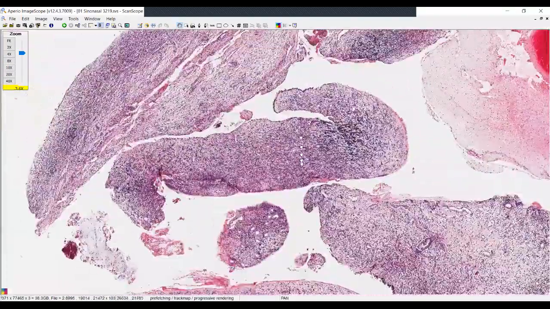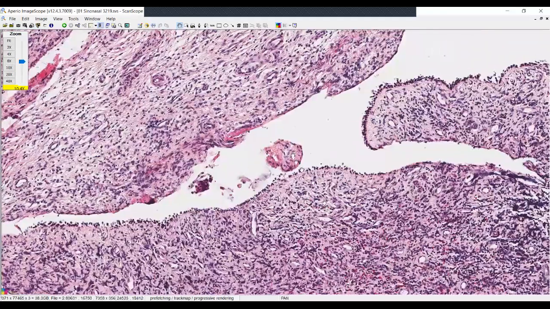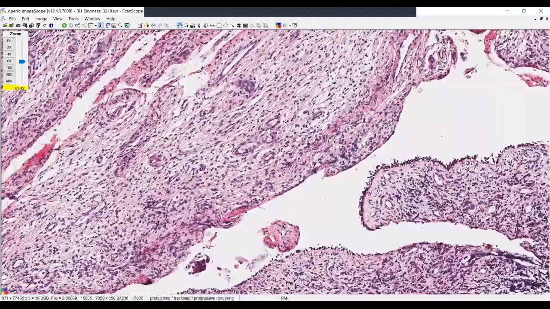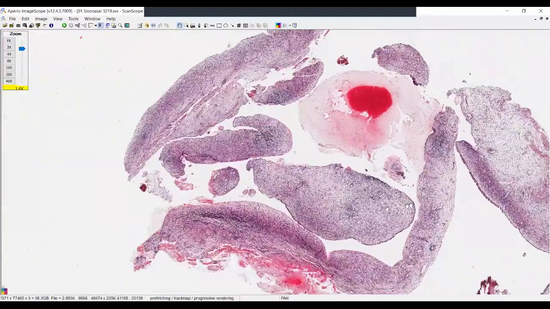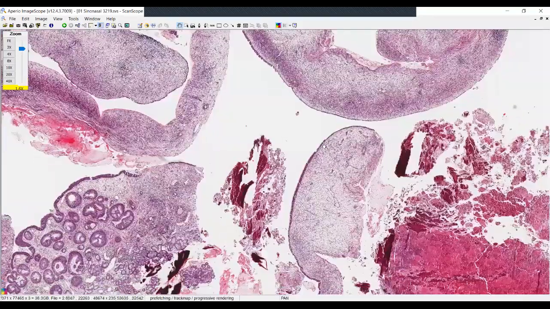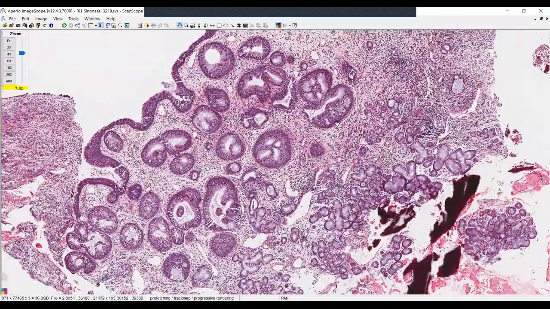So I also look specifically to try and make sure that there is not any sort of background spindle cell proliferation or anything else going on within the background stroma of these spaces. And clearly these are just regular old inflammatory polyps. Now, when I look at this particular space, that definitely catches my attention.